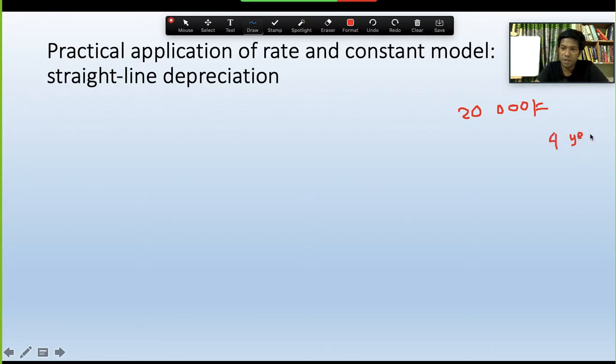That means every year the price of this mobile phone is decreasing by 5,000. So 5,000 in the first year, then another 5,000 in the second year, another 5,000 in the third year, another 5,000 in the fourth year. Then at the end of the fourth year, the price of this mobile phone is zero. And if I can sell it for 2,000 or 3,000, then this is my profit. You know, I'm kidding.